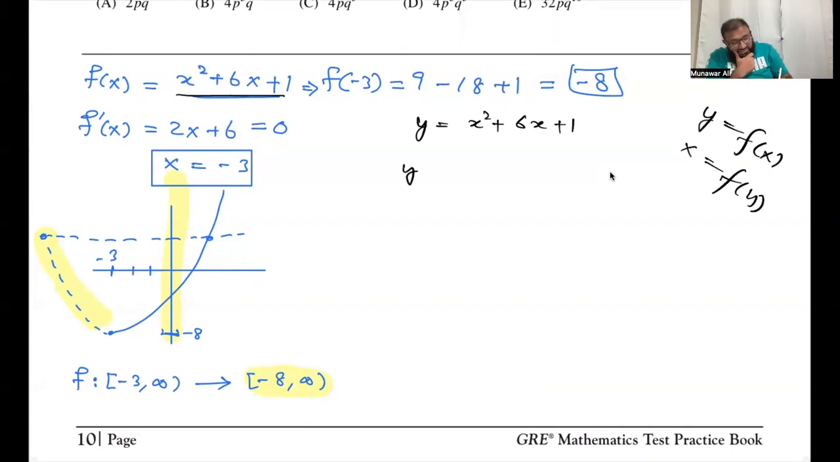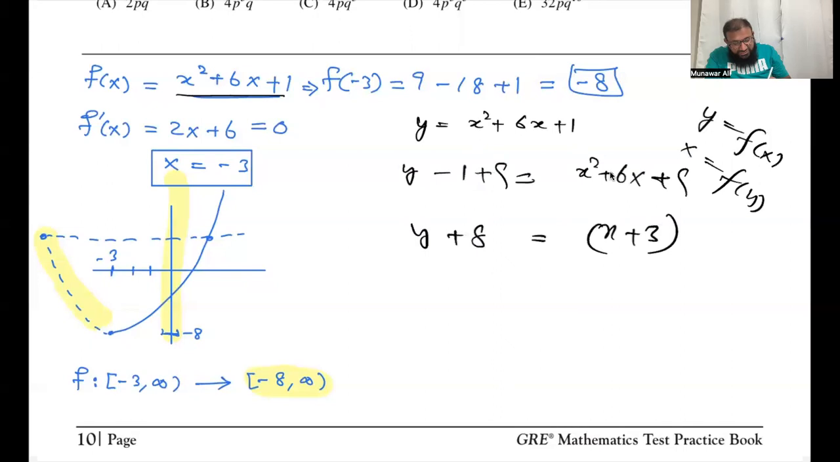I'm taking this one on the other side, x square plus 6x. And I'm adding 9 on both sides, 9 and 9 here. So this becomes y plus 8. And this becomes x square plus 6x plus 9, which is going to be (x plus 3) whole square.